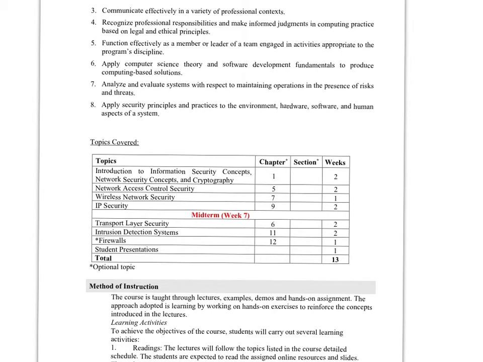Of course, students, this firewalls topic, as we said here, is optional. That depends on the time. We're not sure, because this is the first time this course is offered. We're not sure if we'll ever get to this, and even the intrusion detection system.